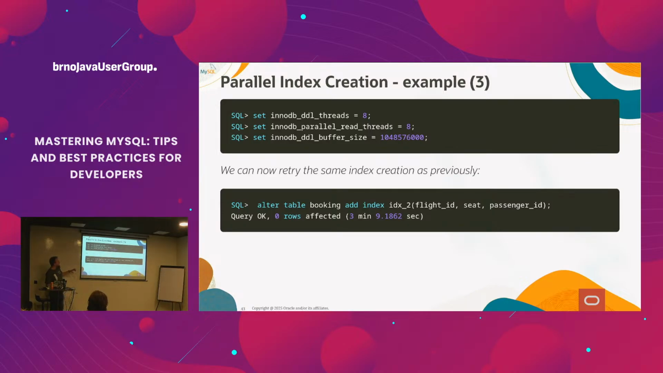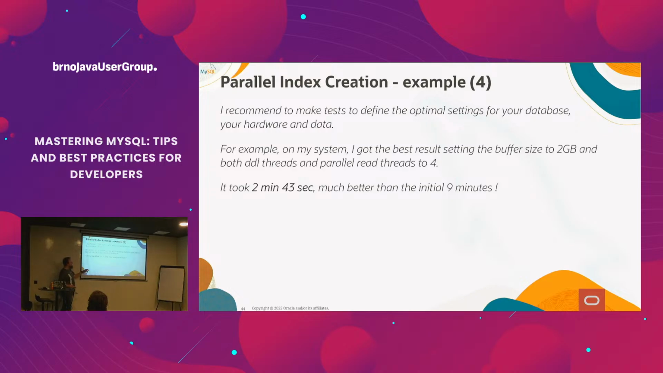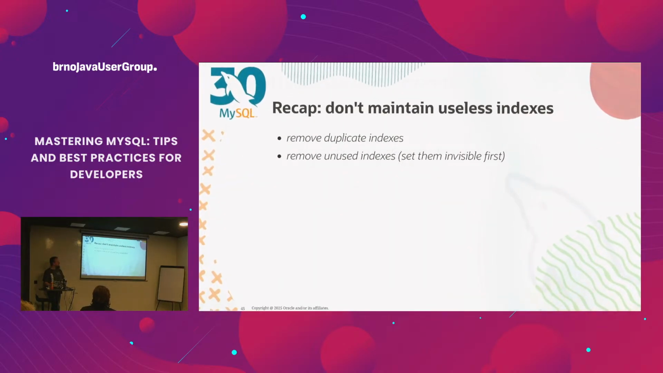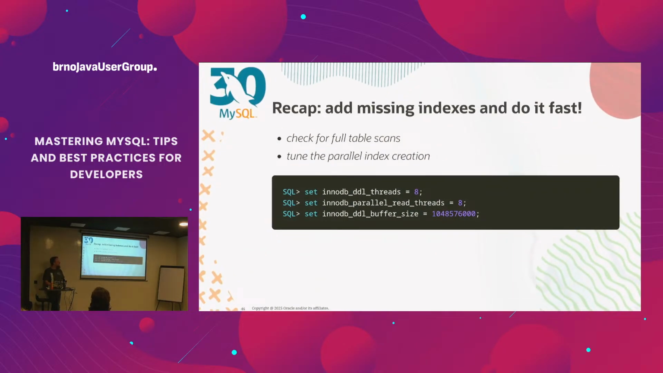But this is maybe not the best values, so it's up to you and usually the DBA to check. For example, I did some tests, and for me, with 2 GB of buffer and only 4 threads, it went down to 2 minutes. So from 9 to 2 minutes, it's a big win. It's possible to gain time on that. So remove duplicate indexes, remove unused indexes. When you do that, make them invisible first. You can make it much faster. Don't forget to check for full table scans.